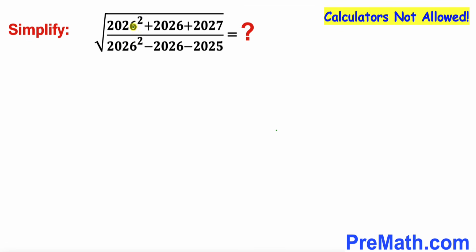We got this expression, the square root of (2026² + 2026 + 2027) all over (2026² − 2026 − 2025). And we are not supposed to be using calculators of any kind.